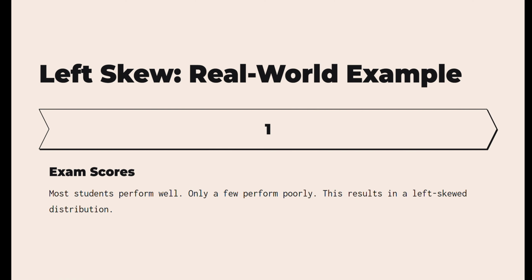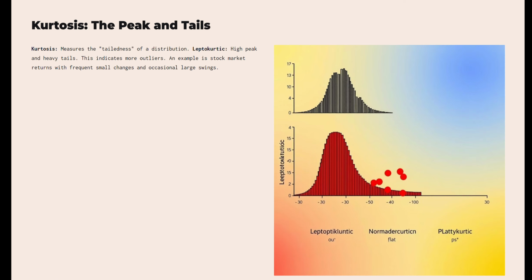Left skewness. A real world example for left skewness can be exam scores. That is, most students perform well, but only a few students perform poorly. This results in a left skewed distribution.